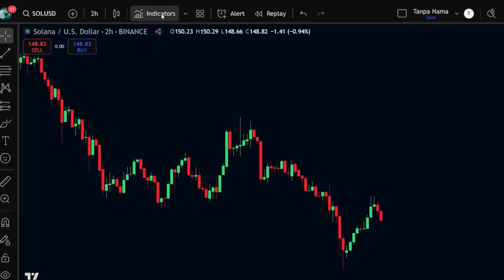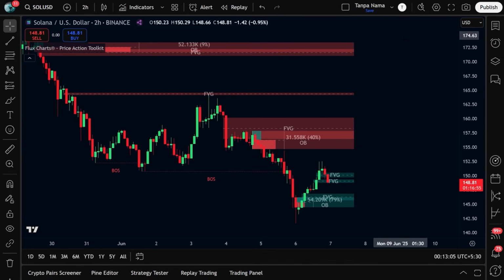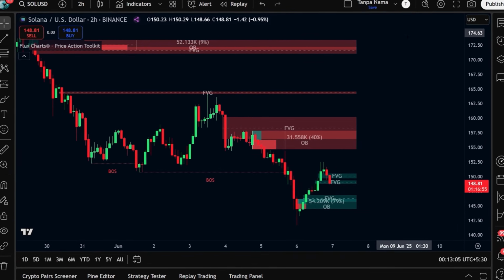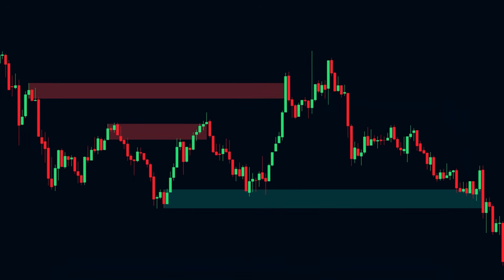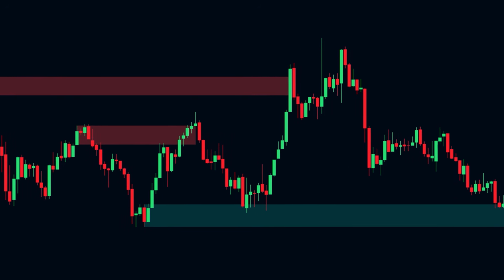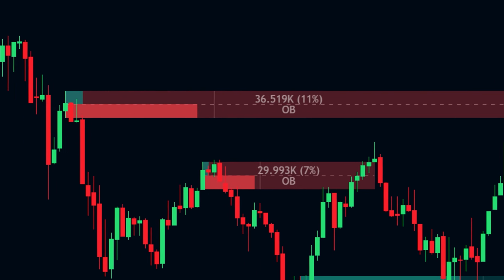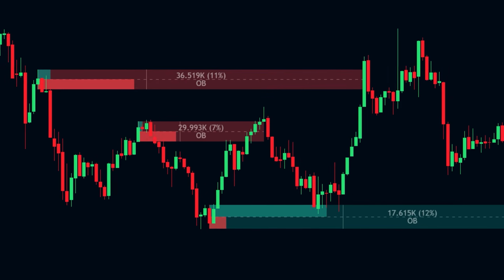First, let's make sure your chart is ready. We'll need one indicator. It's a powerful all-in-one price action toolkit, but to keep things simple, we'll only use 4 features. First is order blocks. These zones show where smart money entered the market. The indicator plots them for you, and with one click, you can reveal the volumetric data underneath. That means you're seeing the volume that created it, not just a box on a chart.